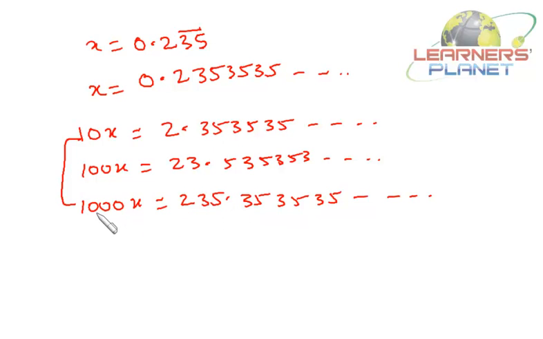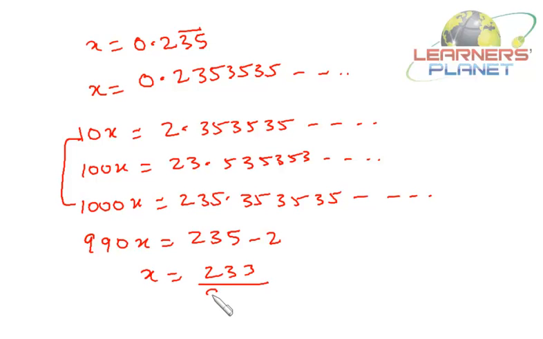So let me deduct 10x from 1000x. What I'll be getting is 990x, and that is 235 minus 2. And the series after the decimal will get cancelled. So x is equal to 235 minus 2, which is 233, by 990. It's very simple, friends. Okay, let's do one more problem.